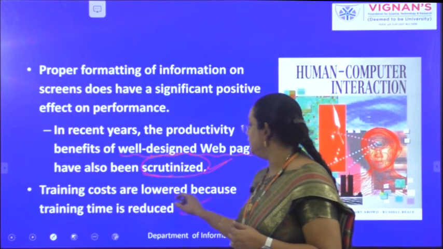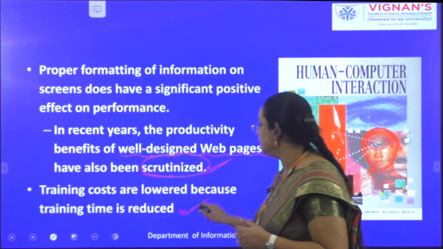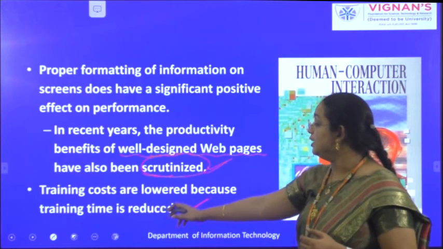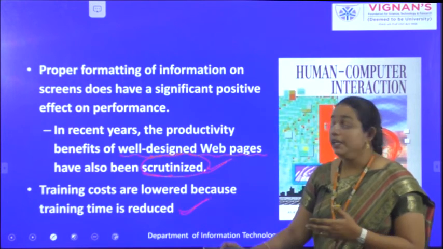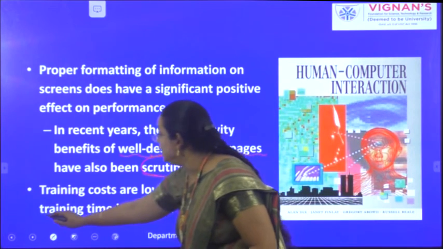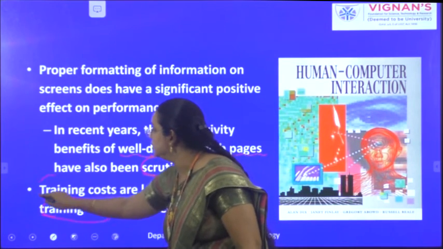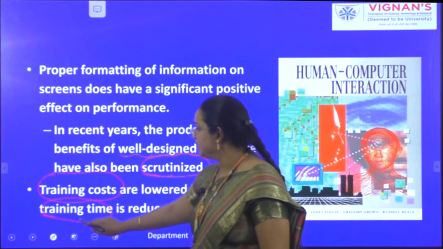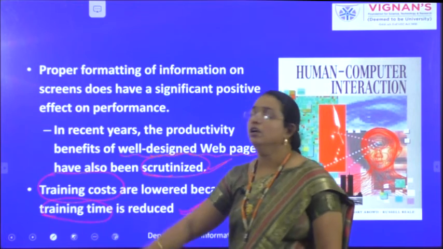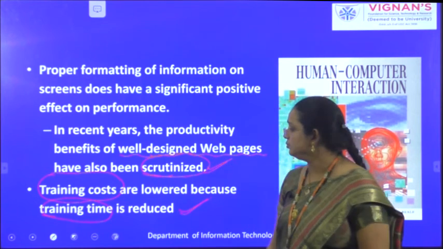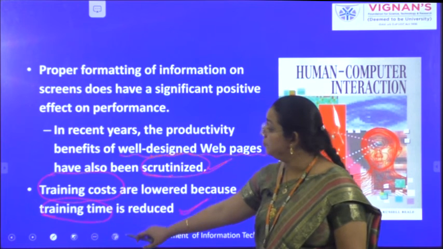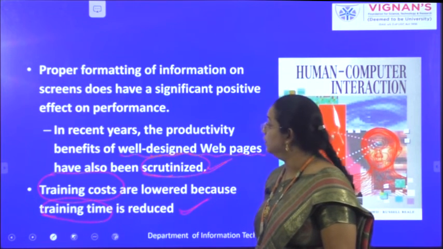So, training cost will be lowered because the training time is going to be reduced. If the screen is designed well, then the training time will be reduced. It is directly proportional to the reduction in training cost. The training cost and training time are directly proportional to each other. If training time increases, then training cost also increases. So, good design will decrease the cost of training, and at the same time training time is reduced.